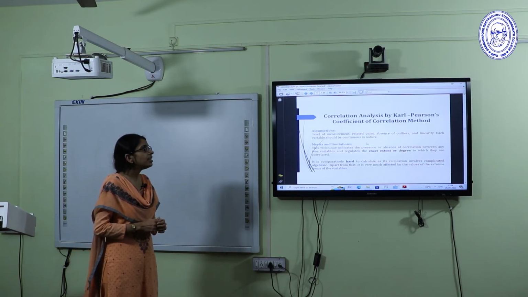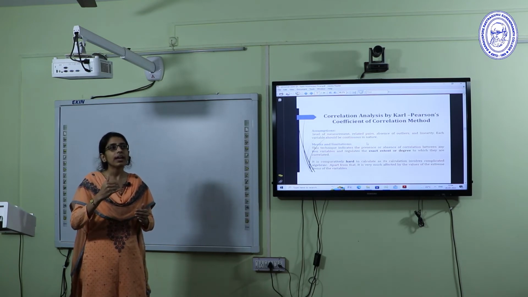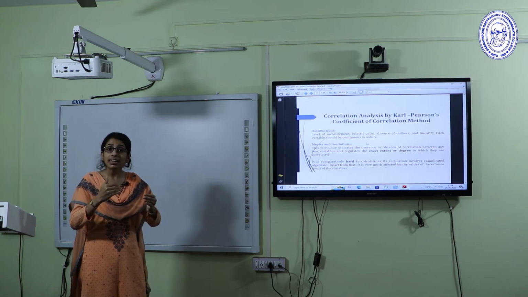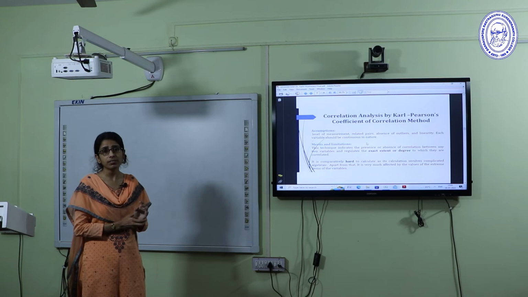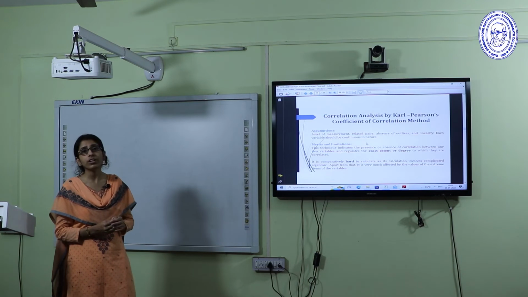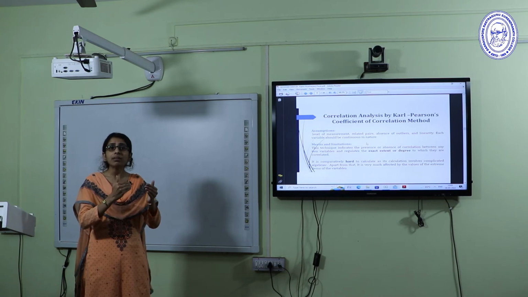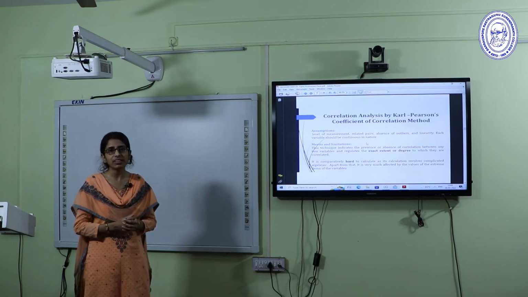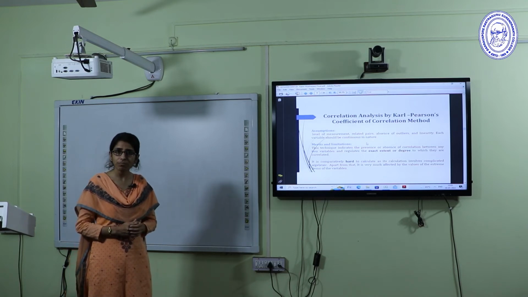Then comes linearity. That means the two variables must be associated with each other linearly. Linearity is an important assumption of Karl Pearson's coefficient of correlation method, because if the variables are not linearly correlated with each other, the method will not be fruitful or accurate for the analysis.